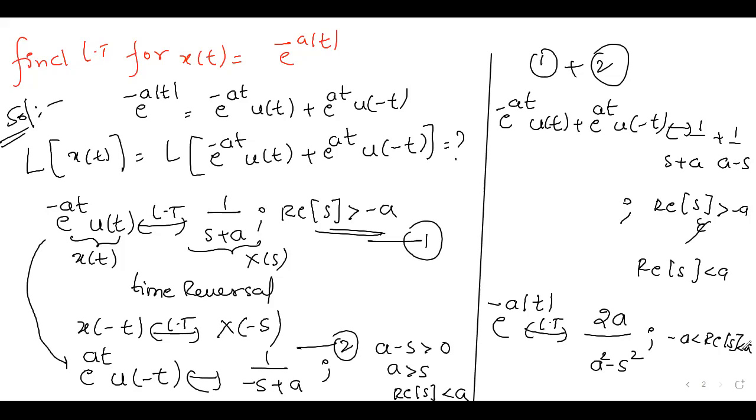Okay. So put the heading, everyone: initial value theorem. Put it in a square box. Important: e power minus a into mod t, its Laplace transform is, is this plus 2a or minus 2a? Plus 2a only. If it were minus 2a, then you would need s square minus a square here. Okay, perfect. Put it in a square box. This pair is also important: e power minus a mod t, Laplace transform is 2a by a square minus s square.